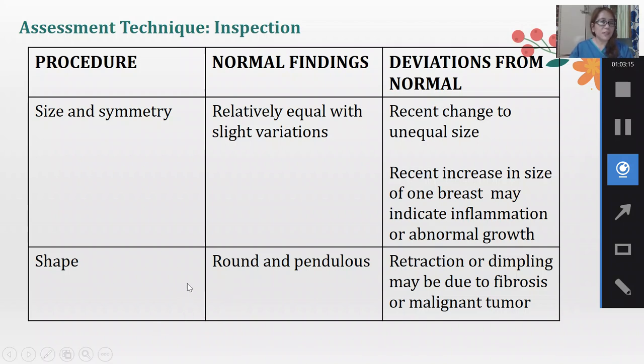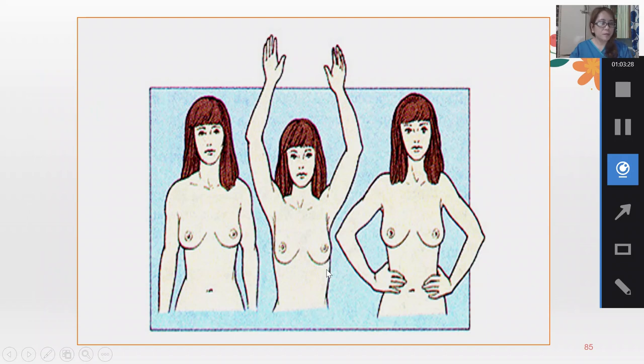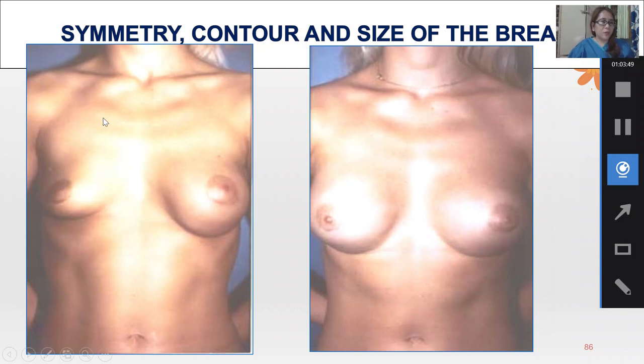You should also check for the size or shape. Okay, it should be round and pendulous. So there should be no retraction or dimpling, which may be due to fibrosis or malignant tumor. Okay, how will you check that for the symmetry and size? You can ask the client to raise the hands or put the hands at the side and then ganyan. So, sa bewang, put the hands on the waist so that you can check for the size and symmetry of the breast. Okay, so symmetry, contour, and size of the breast.